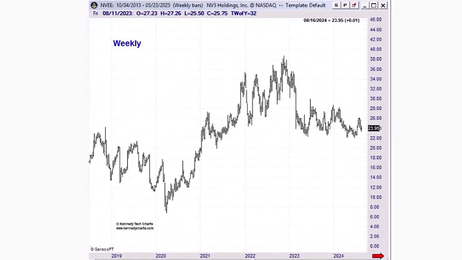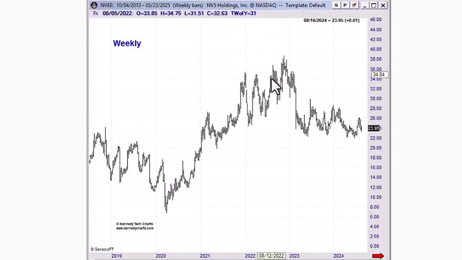Okay, I do have another example here, and this is going to be NV5 Holdings, and that is weekly chart level. Okay, so again, notice the key characteristics. You basically have 1, 2, 3, 4, 5, or 1, 2, 3 stabs to a new high. Notice that the market just seems to be struggling to make new highs.